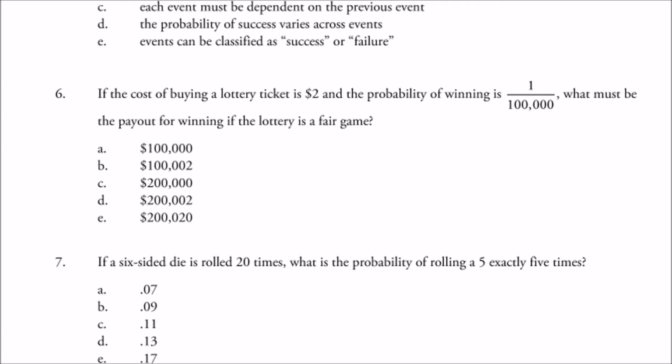So it says, if the cost of buying a lottery ticket is $2 and the probability of winning is 1 over 100,000, what must be the payout for winning if the lottery is a fair game? So first we know that there's 100,000 tickets, and each ticket's $2. So if it's a fair game, that means that the winner wins all the money. It's going to just be 2 times 100,000, so 200,000. So the answer is C.